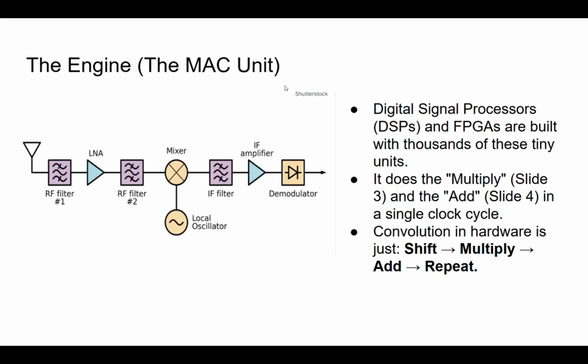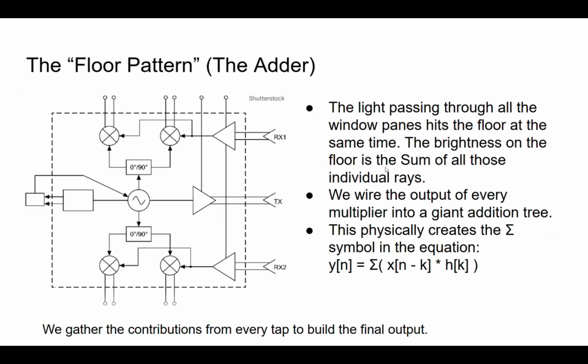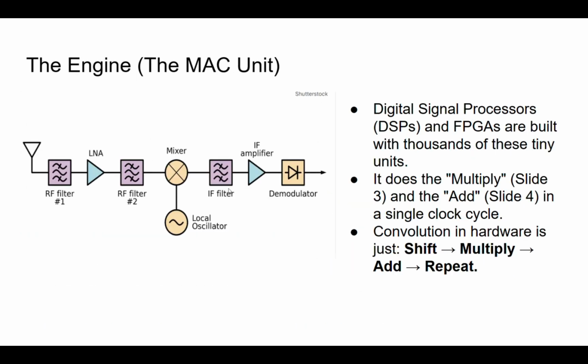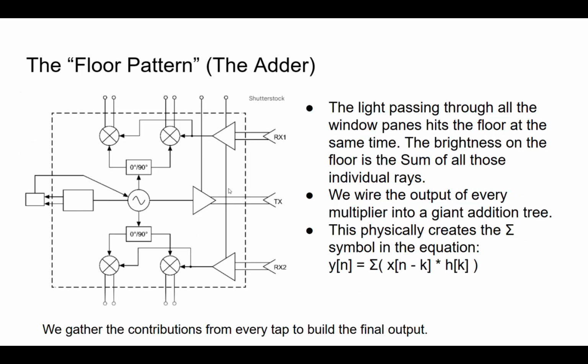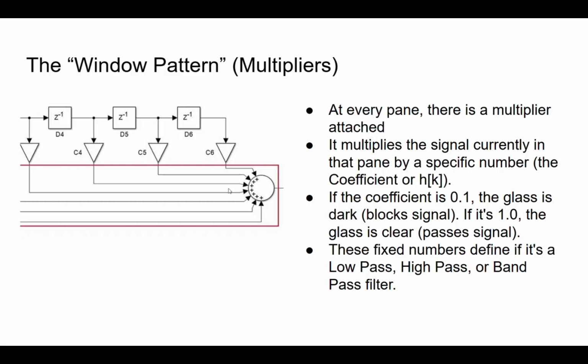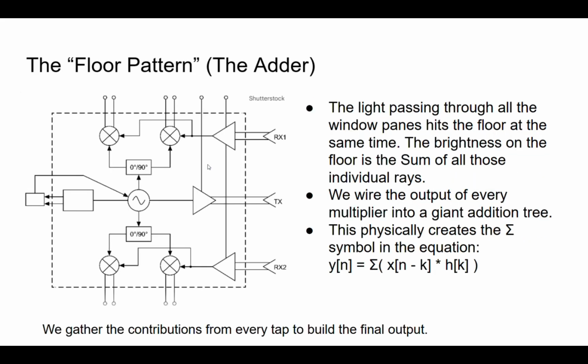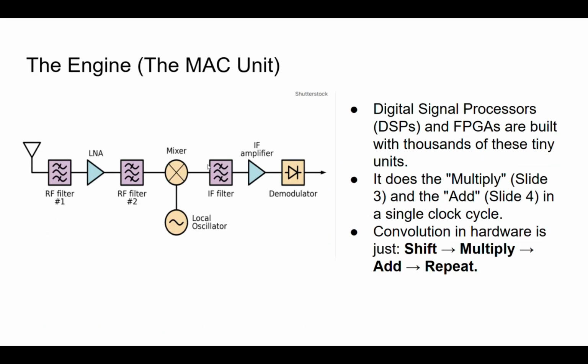Last but not least, we have the engine, and the engine not only multiplies but also adds in a single clock cycle. It just does more with less. And it's a key component of the whole tap delay line system and helps with convolution a lot.